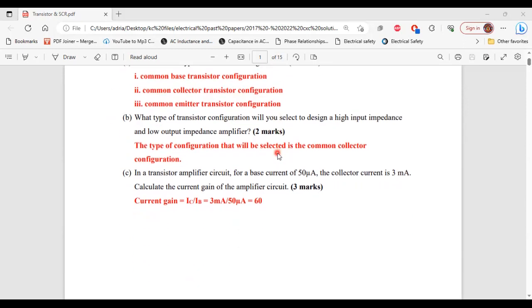For part C, it says, in a transistor amplifier circuit, for a base current of 50 microamp, the collector current is 3 milliamp. Calculate the current gain of the amplifier circuit. So current gain is equal to collector current divided by the base current. That will equal 3 milliamp divided by 50 microamp, and that will give you 60. So that's the current gain. All right, so that's it for part C, and that's it for this question. Let's move on to the next question.